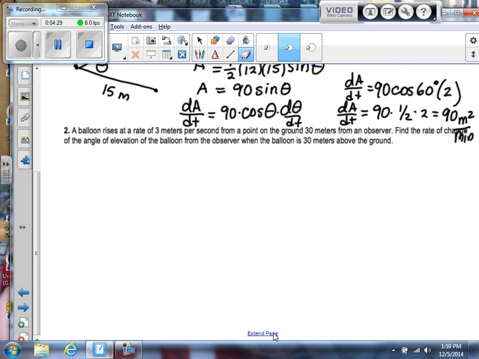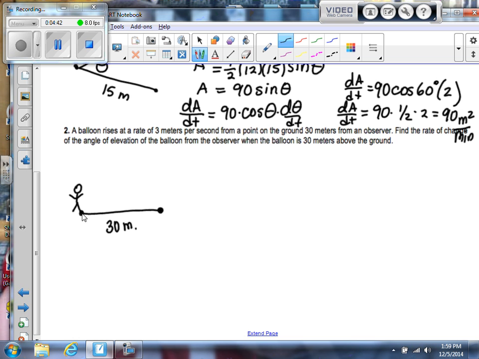Okay, so we have... It's meters squared over what? Minutes. Okay, so we have 30 meters down here, and a balloon is going up. I don't know what kind of balloon. We'll make it a hot air balloon.